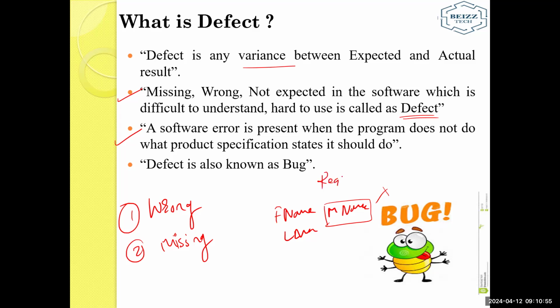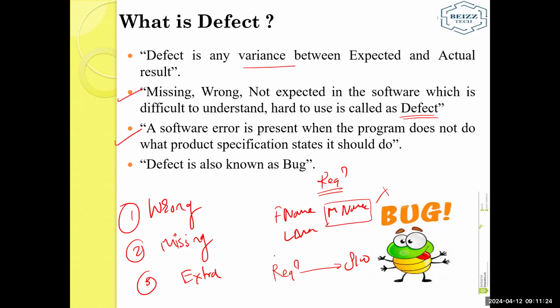Means, in short, if any requirement is missed by any team member, not only the developer, then we can simply define it as a missing defect. And what is the third? Guys, extra. What does extra mean? Extra defect means anything which is not given in the requirement document, but that is present in the software. Then it is called an extra type of defect.